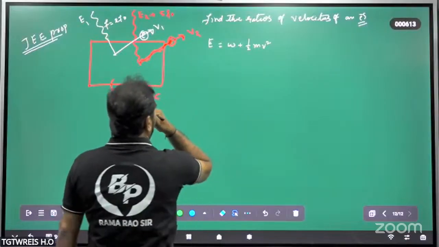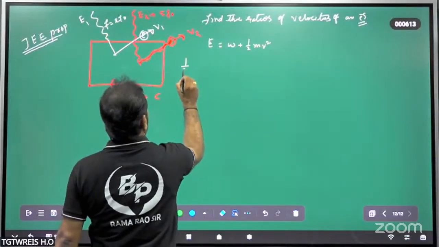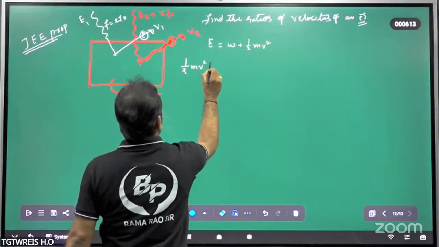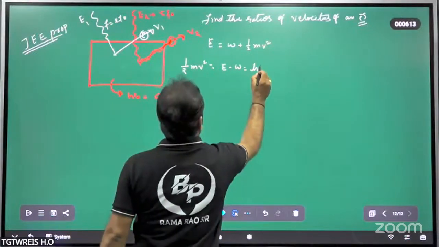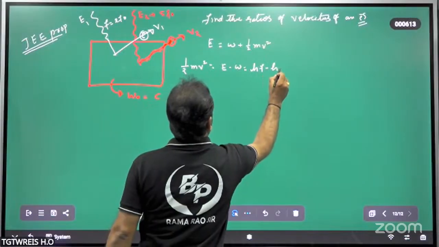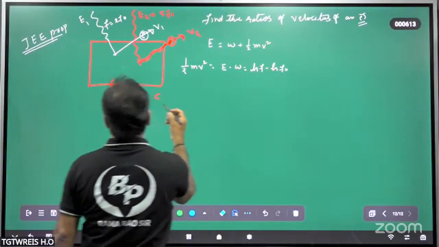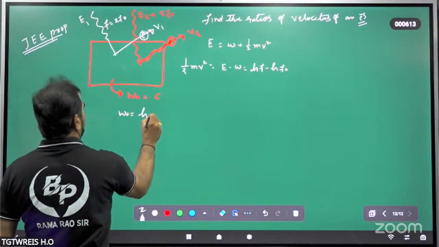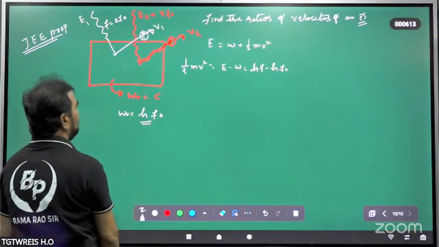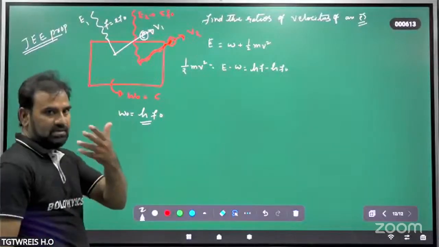So this is what I'm getting. Half mv square is equal to E minus W, that is equal to hf minus hf naught. W means what? W naught is equal to hf naught. The metal's work function remains constant only.